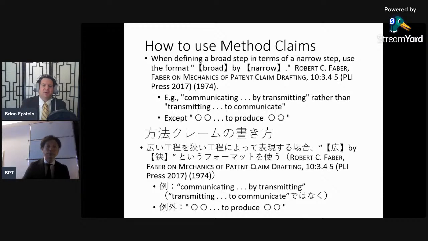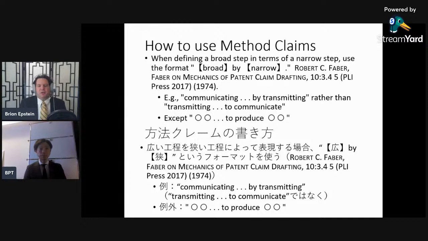And as an example, we can use communicating by transmitting. In this case, transmitting is a specific type of communicating. Another form of communicating is receiving. And so it's broad by narrow, right? So it's communicating by transmitting, rather than saying transmitting to communicate, narrow to broad.